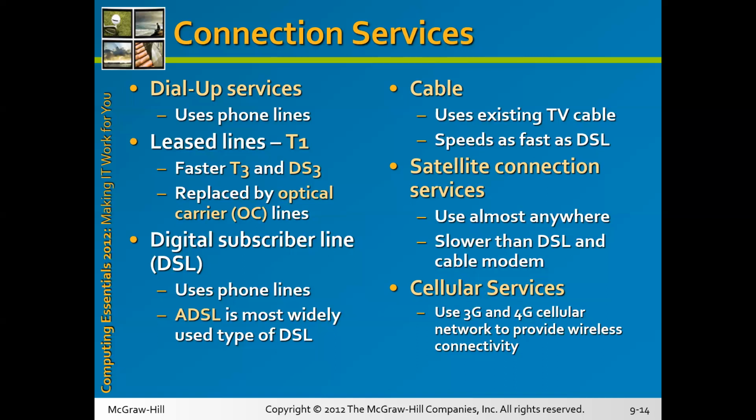Cellular services are an option for mobile devices and laptops using 3G and 4G cellular networks. Current access is limited but growing. Download speed is 400 to 700 kilobits per second and upload is at 50 kilobits per second. Future services will have speeds equal to or greater than DSL.